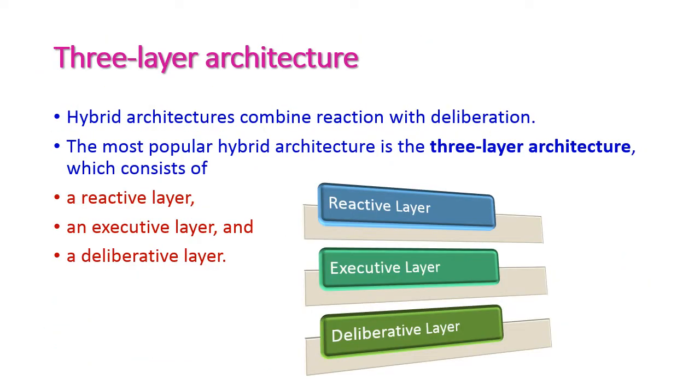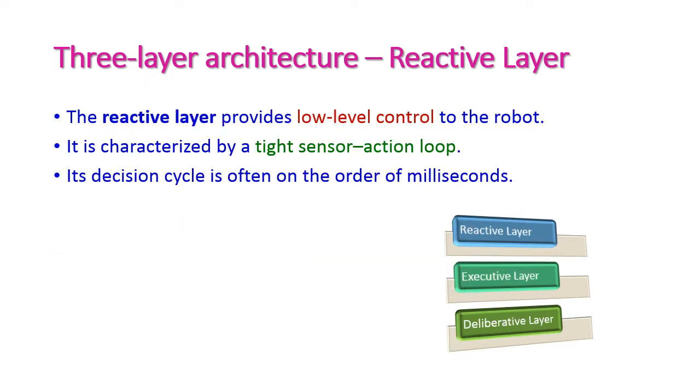The 3-layer architecture is used to overcome the failure of subsumption architecture. This is a hybrid architecture which combines reaction and deliberation. The most popular hybrid architecture is the 3-layer architecture, which consists of the first one, the reactive layer, the second one, the executive layer, and the third one, the deliberative layer.